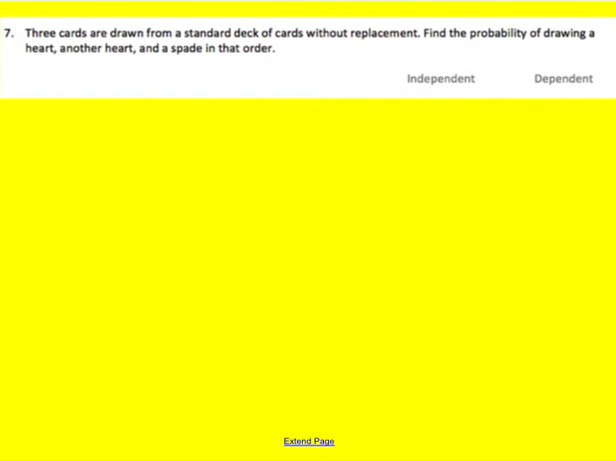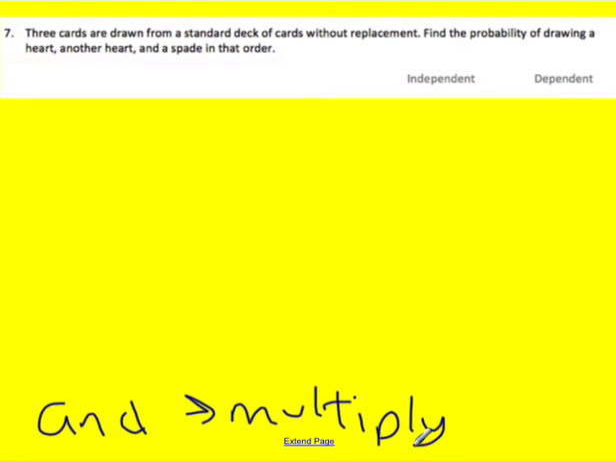So let's take a look at some of these probabilities. Remember that "and" means you need to multiply. That might be a good thing to have on your cheat sheet. That "and" means multiply. So 3 cards are drawn from a standard deck without replacement, and we need to find the probability of drawing a heart, another heart, and a spade in that order. So if we're not replacing it, that makes this a dependent event because our total is going down.